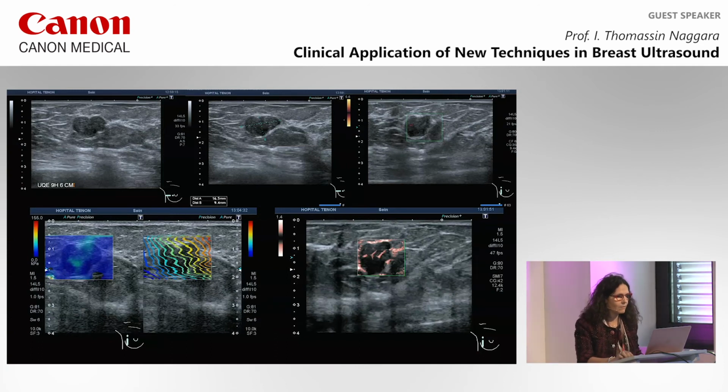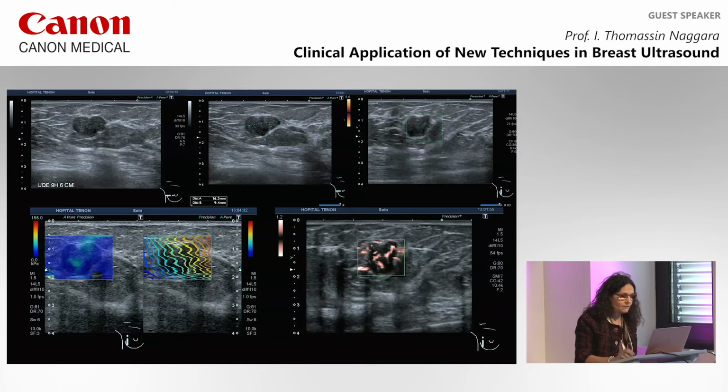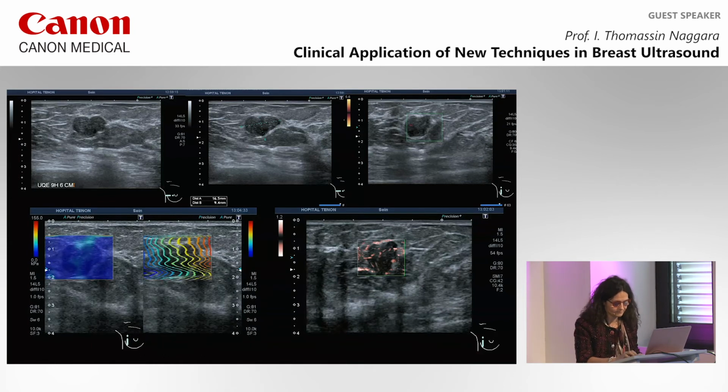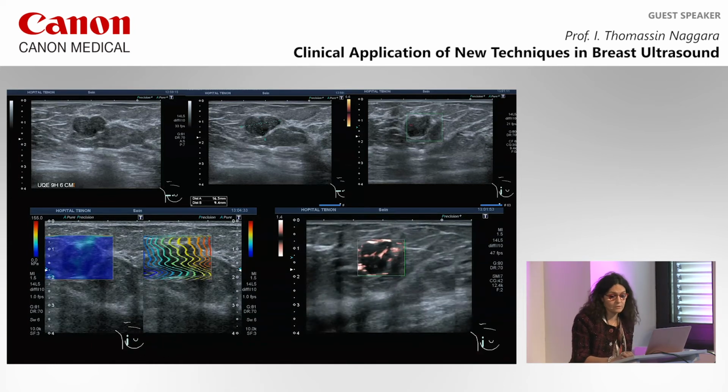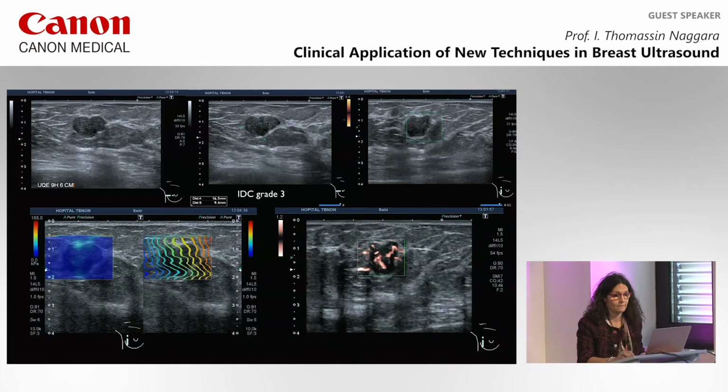So here is an example. This lesion was a regular nodule, which can look like a fibroadenoma. When you look at the elastography, it was not so difficult. There's no deformability, no important deformity of the waves. And when we look at the SMI, you can see that you have a lot of microvessels everywhere with some branched microvessels. And this lesion was not a fibroadenoma, but was an IDC grade 3.